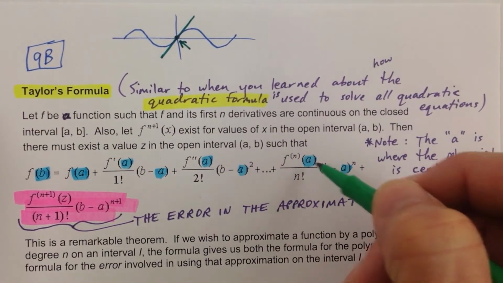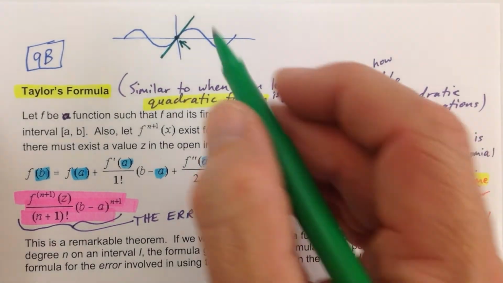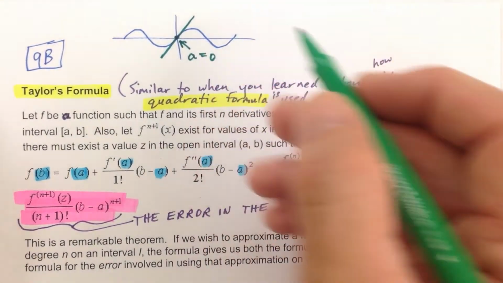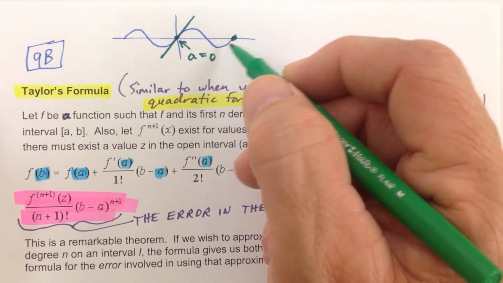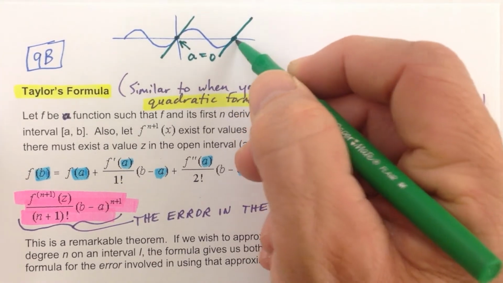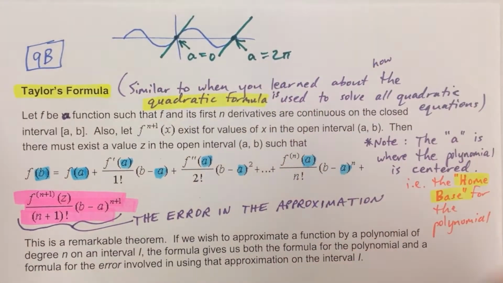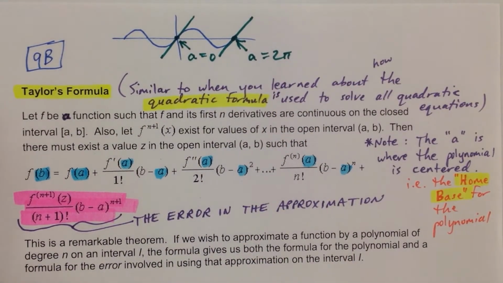But a implies that we could actually center a polynomial anywhere. The a here is 0, but if we decided, well, we don't want to center it at 0, we want to center it at x equals pi, or a equals pi. So we could center the polynomial at, I think I said pi, but at 2 pi. So we could center it at 2 pi. We could center the polynomial anywhere, and that, again, is just kind of like a home base for the polynomial.